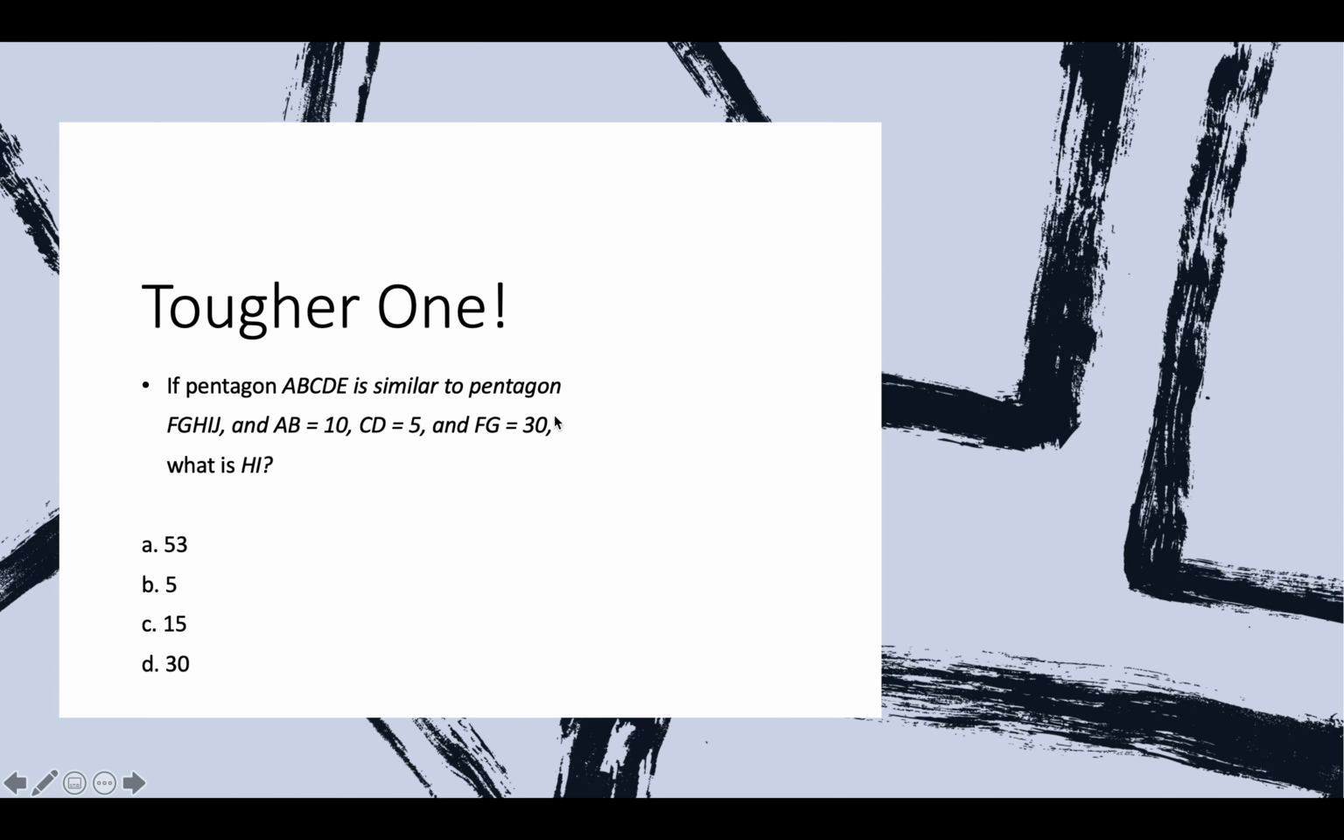Here's, without a picture, this pentagon, 5 sides, A, B, C, D, E, is similar to pentagon F, G, H, I, J. First side, AB equals 10, CD equals 5. First, FG, 30, and we're finding HI. So 10 over 5 would equal 30 over x, and that's 15.